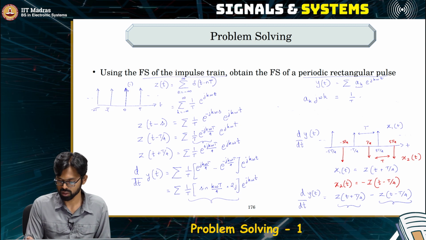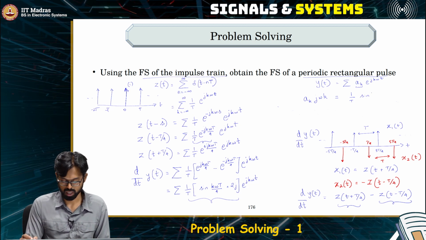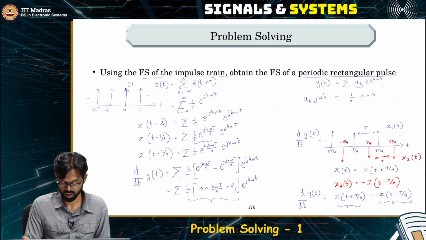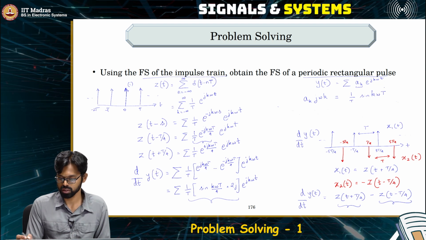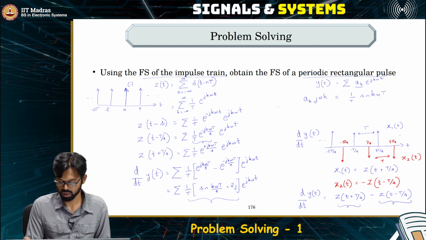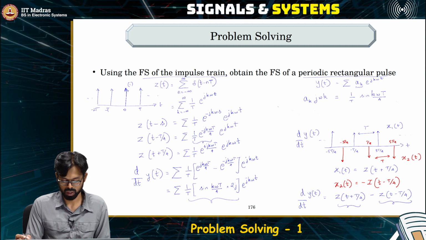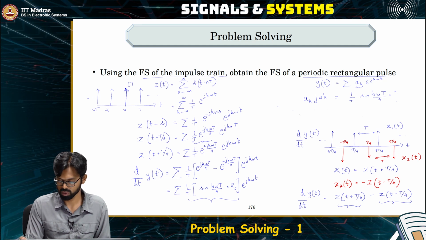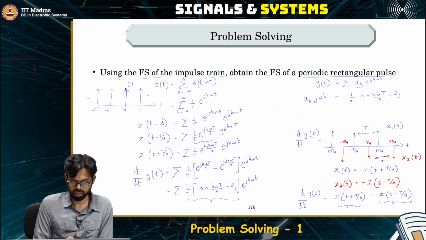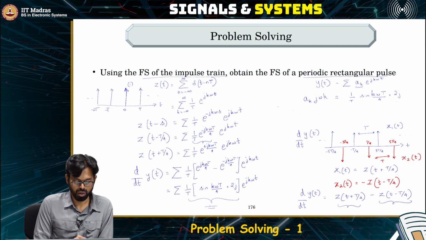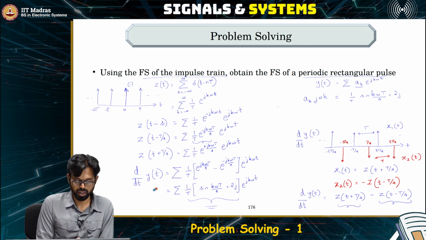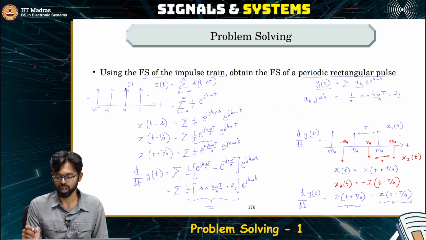1 by T sine k omega t by 4 into 2j. So this is the Fourier series coefficient that we have here for the derivative of y of t, and this is the Fourier series coefficient of y of t.